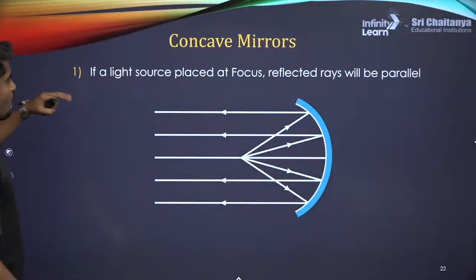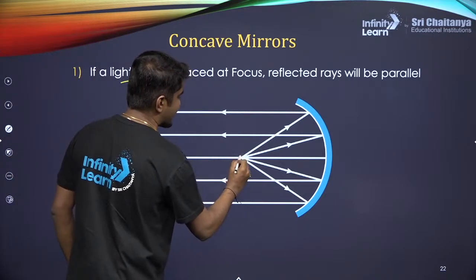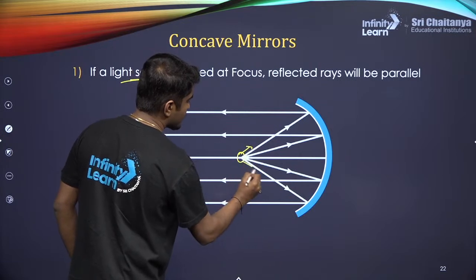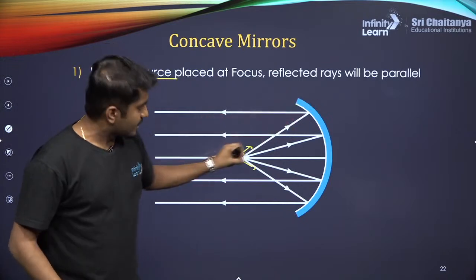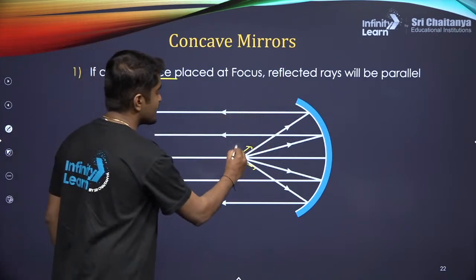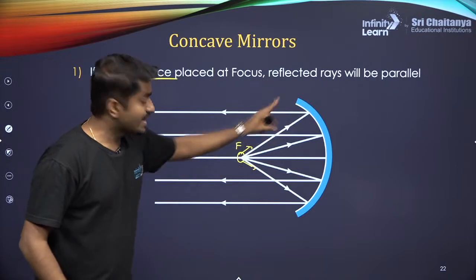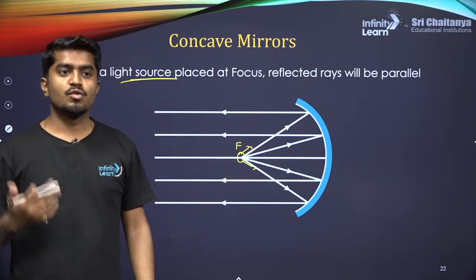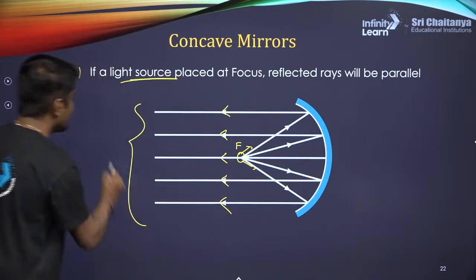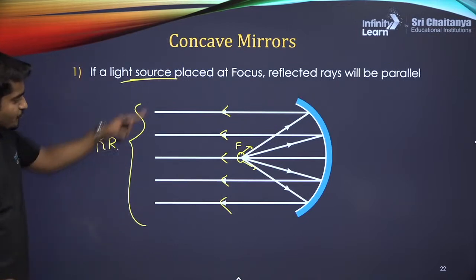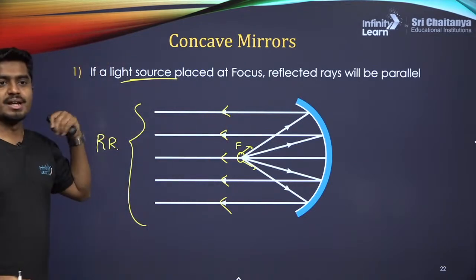First one, let's suppose you place a source at the focus. Something like this, there is a battery here, focused on the mirror. These are the incident rays coming from the battery, and there is a point which is the focus. These incident rays are coming from the focus. So what will happen? These are the reflected rays. And what do you see common in that? All these reflected rays are parallel to each other.